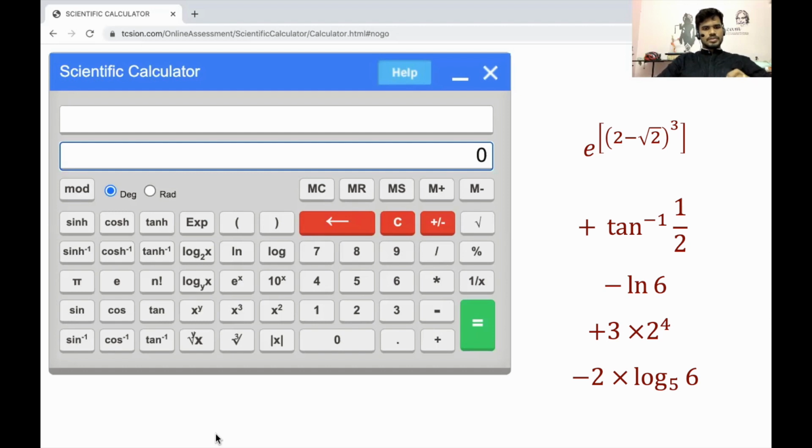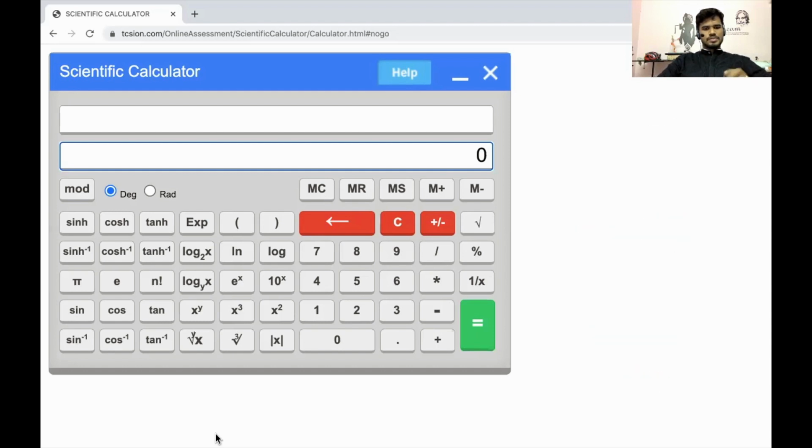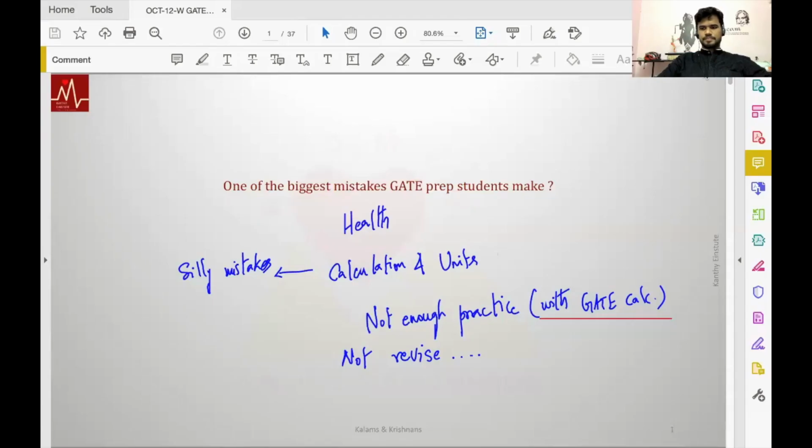So let's do a quick recap. You got used to the GATE calculator right now. So from now onwards, always use the GATE calculator. First of all, it makes your life easy. Some hard things look like even a scientific calculator. You don't have to write things on paper, but you have to be slightly careful using certain things.